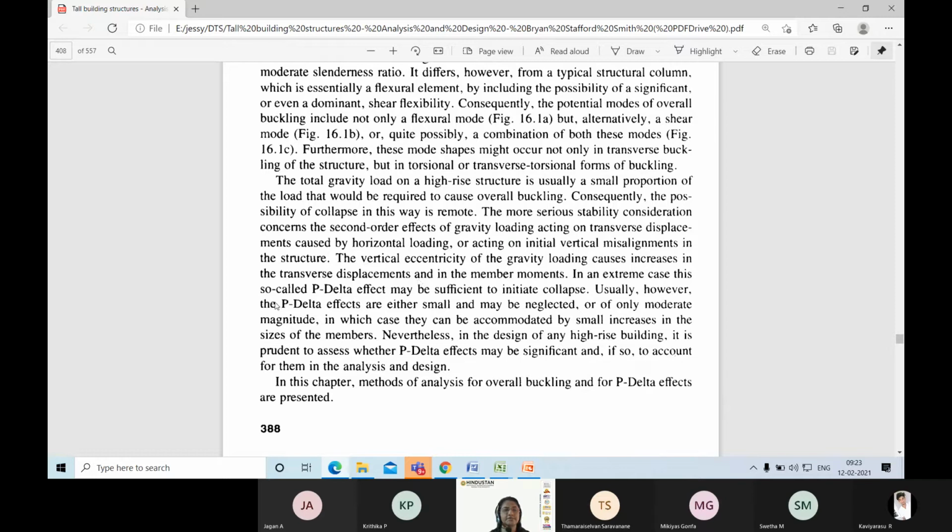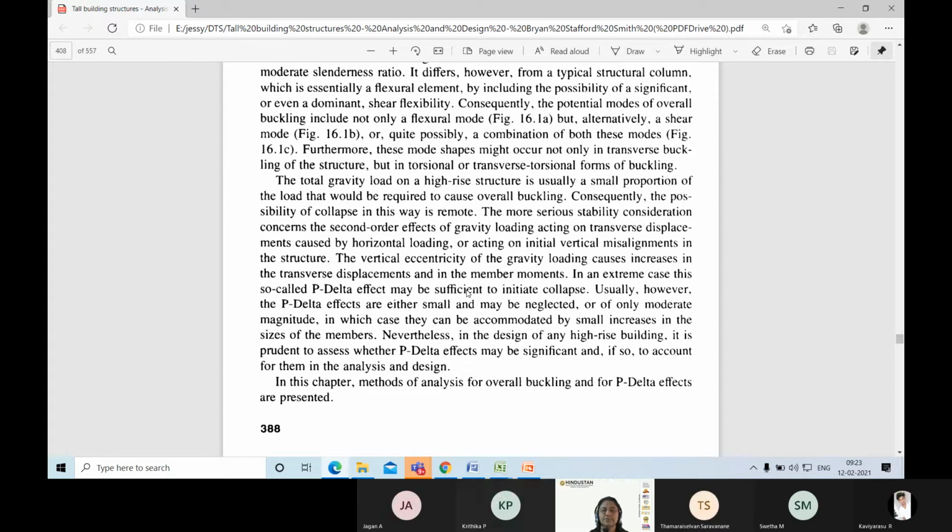In an extreme case, this is called P delta. This so-called P delta effect may be sufficient to initiate collapse. So the second order effect of the gravity loading is known as the P delta effect. If it is not taken into consideration, then this may lead to collapse of the structure.